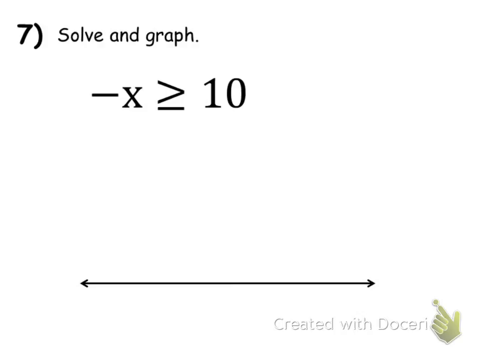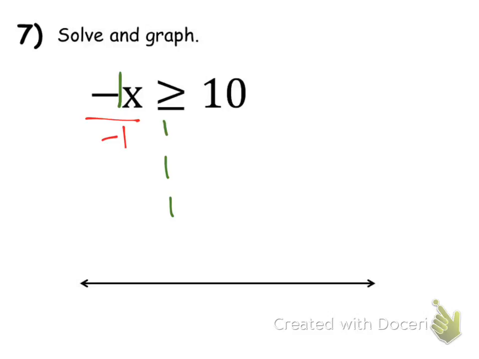Oh, that's a good one. It's a -1 up there. So if it helps you to write a 1, go for it. So what do I want to do to both sides of the inequality? It's already being multiplied by -1, so what do I want to do?